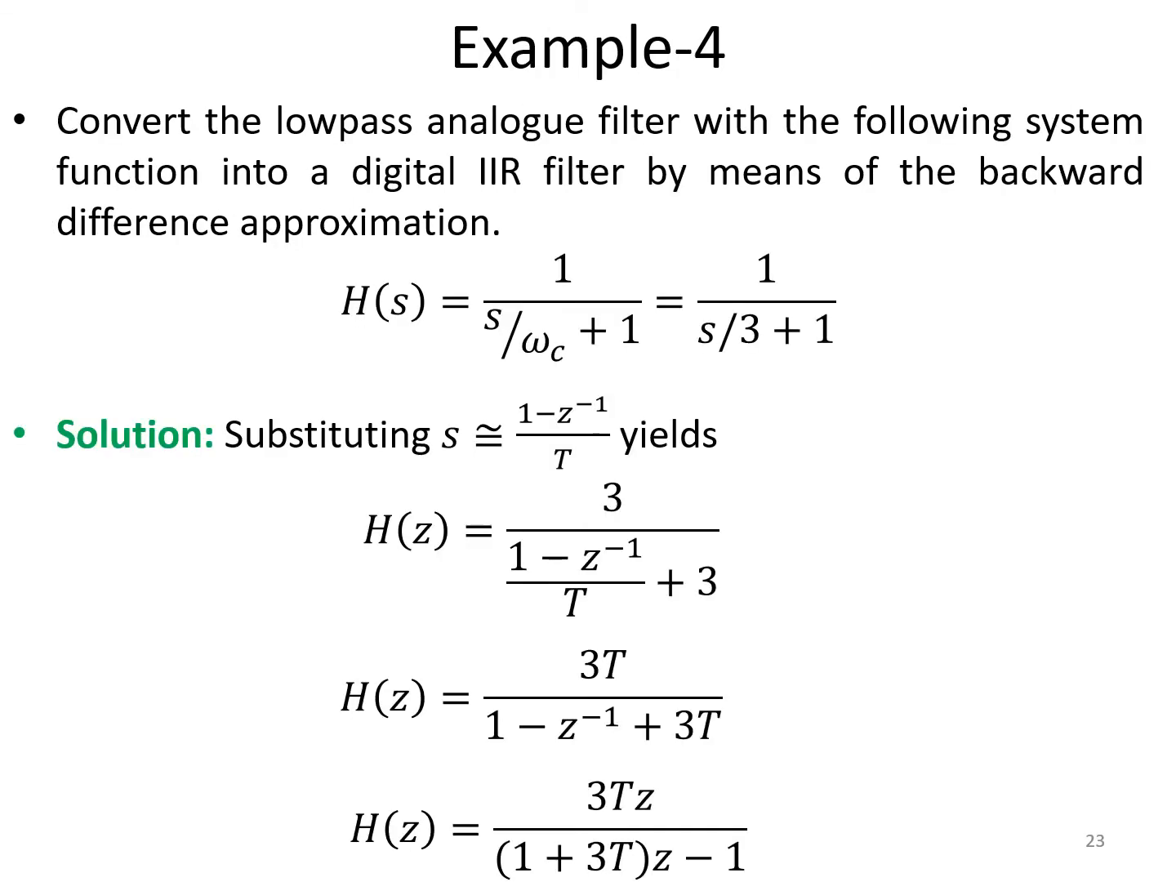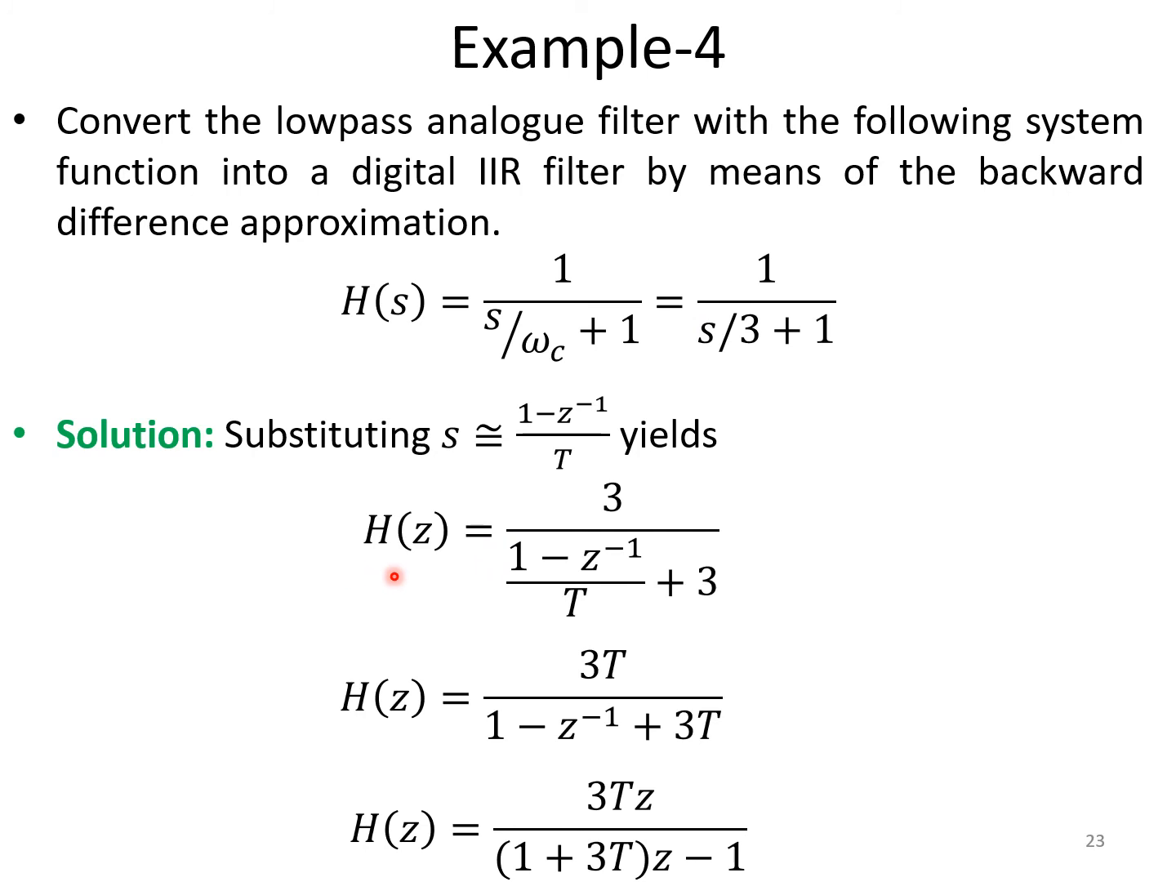Now example 4 is basically the same as example number 1 we solved using the impulse invariance method. Now let us convert this analog low pass filter using the backward difference approximation, right? So in this method we'll substitute s equal to 1 minus z power minus 1 upon T into the analog transfer function. So this would give you the discrete time or digital or the pulse transfer function.